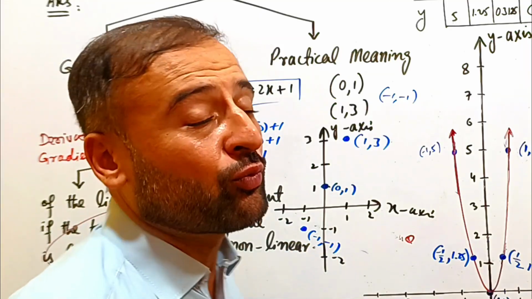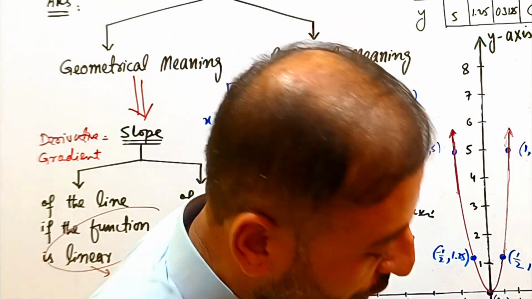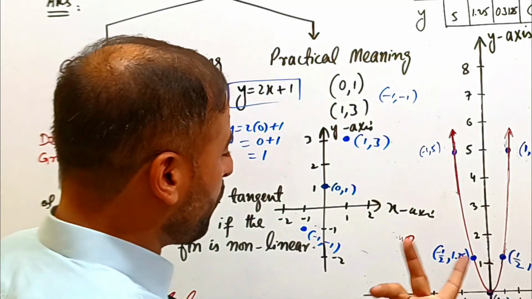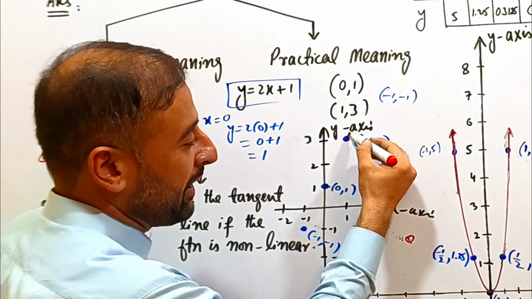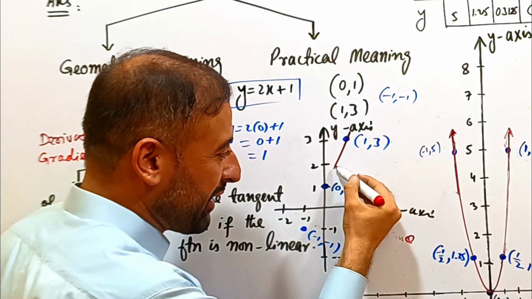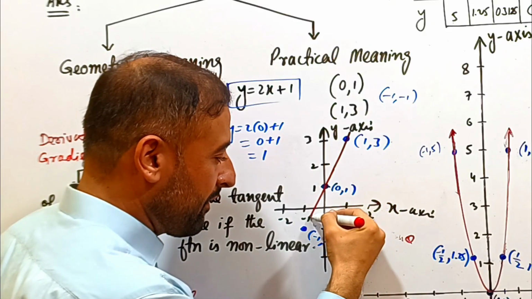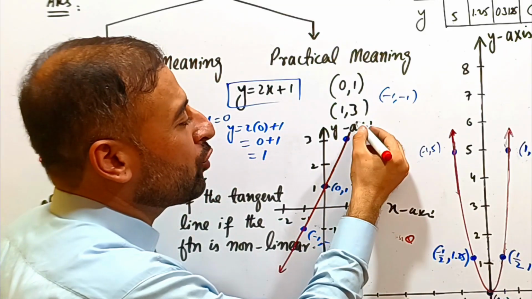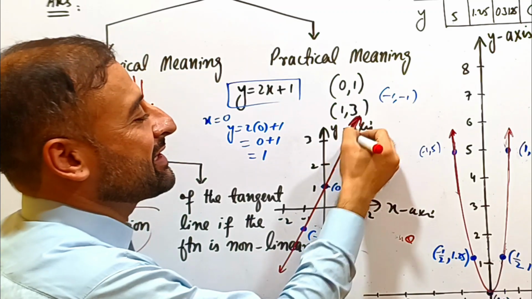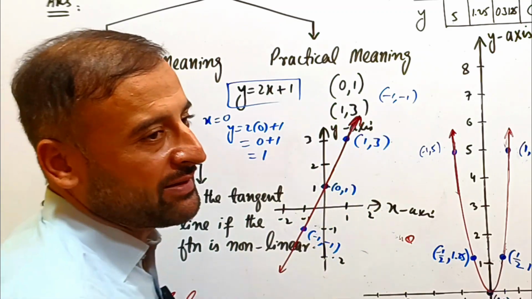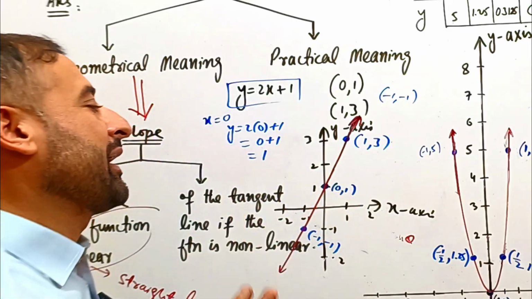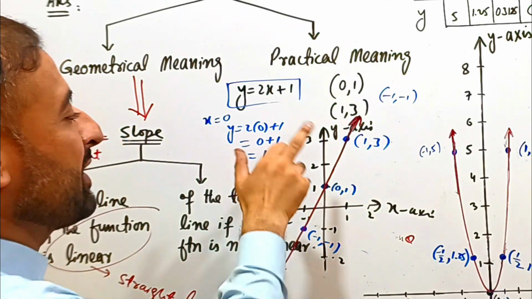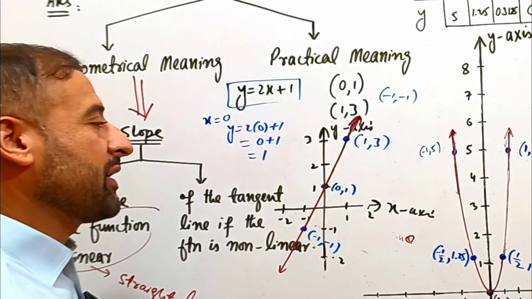For a straight line, 2 points are enough, let alone 3 points. It's okay, more points, more clarity, but 2 points are enough to draw the graph of a straight line. Now this is the graph of that straight line. Or you could say that this is the graph of this function. Very simple. The graph is a straight line.